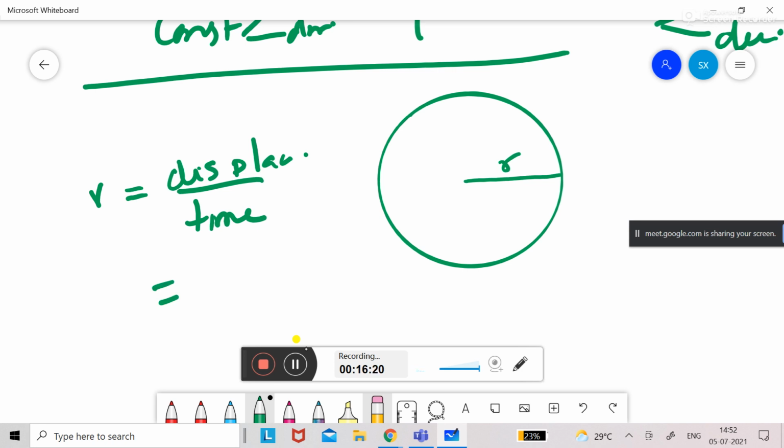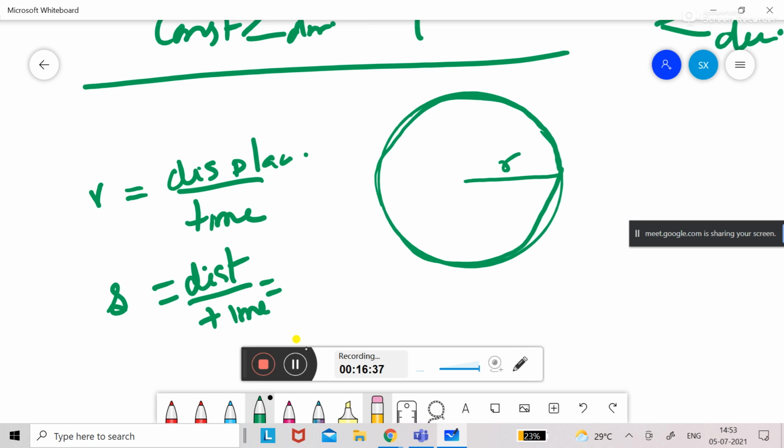Displacement we will not calculate; we'll calculate speed. Speed is distance by time taken. Which is the distance here? Suppose you are running from here and coming back to the same place. Circumference, very good. What is the circumference of the circle? 2 pi r. So you should do 2 pi r divided by time taken.